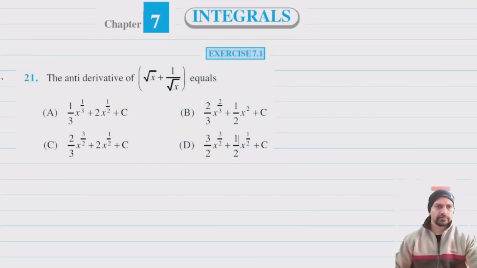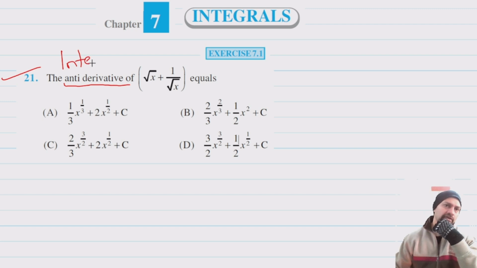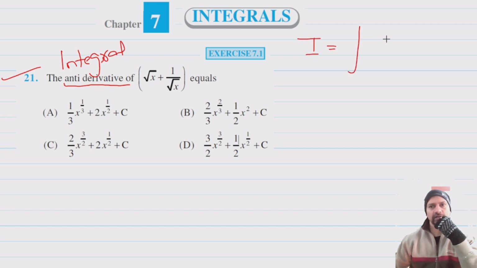Okay, for question number 21, we have to find the entire derivative of root x plus 1 by root x. So, entire derivative means we have to find the integral of this. And let's say the integral of this is I, of root x plus 1 by root x. And we are supposed to find this.